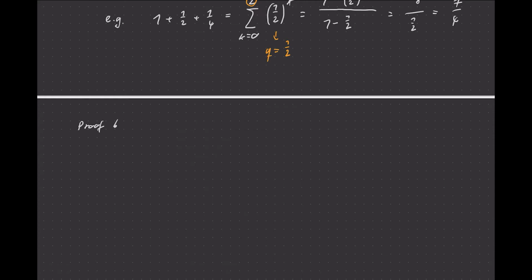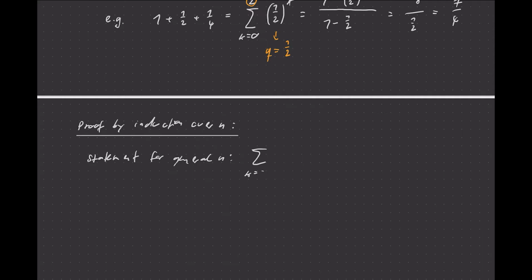So we'll use a proof by induction over n. And if you do a proof by induction, you should always mention what that number is that you're going to use for your induction. Again, let's write down the statement for general n. That statement is the sum from 0 to n of q to the power of k is 1 minus q to the n plus 1 over 1 minus q.